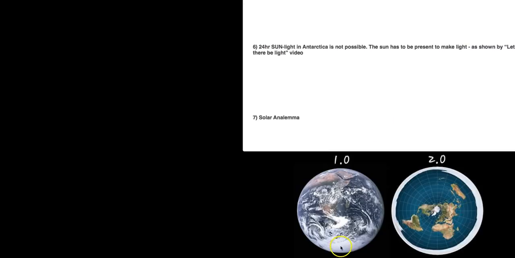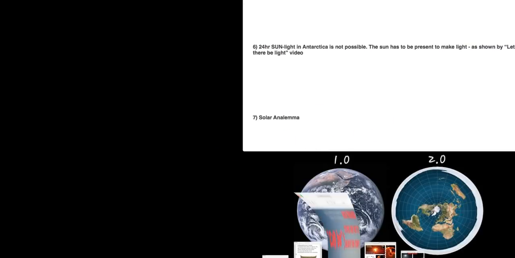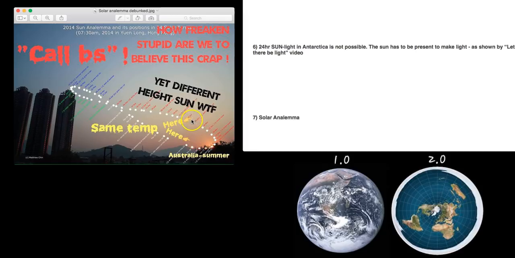Another thing, point 7, is the solar analemma. So we're told that in the autumn the sun is at its high. The solar analemma is the point where the sun is at its highest position on a given day. So we're told that the sun's highest position in the autumn is up here, and in the spring it'll be down here. So February, March, and here we have September, October.